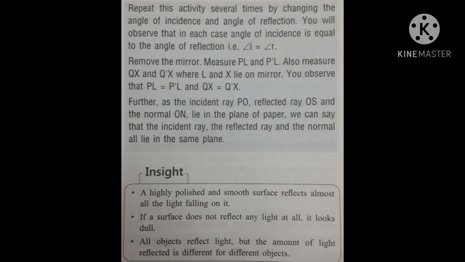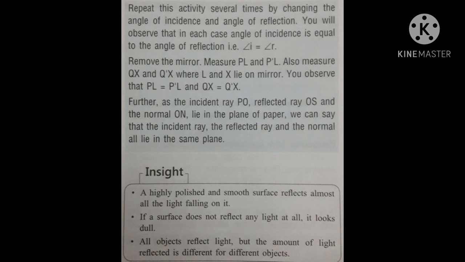Repeat this activity several times by changing the angle of incidence and the angle of reflection. You will observe that in each case, angle of incidence is equal to the angle of reflection, that is angle i is equal to angle r. Now remove the mirror, measure PL and P dash L. Also measure QX and Q dash X, where L and X lie on the mirror. So you observe that PL is equal to P dash L and QX is equal to Q dash X. Further, as the incident ray PO, reflected ray OS and the normal ON lie in the plane of the paper, we can say the incident ray, the reflected ray and the normal all lie in the same plane.